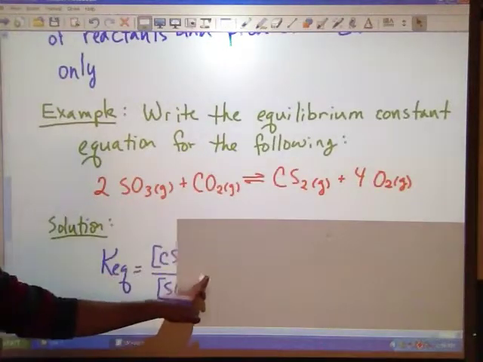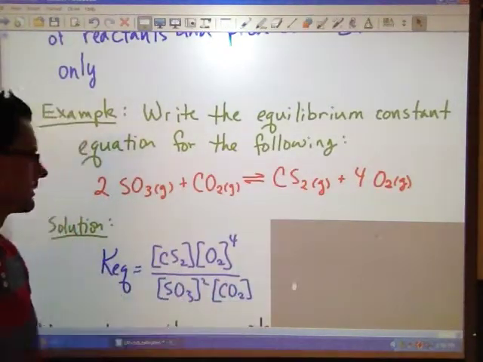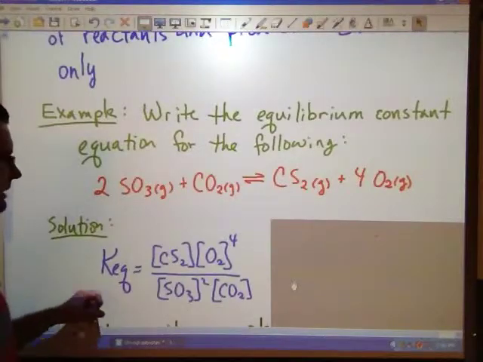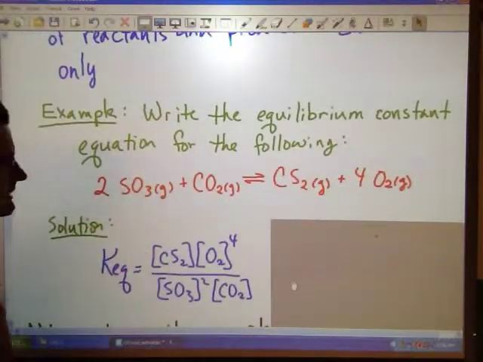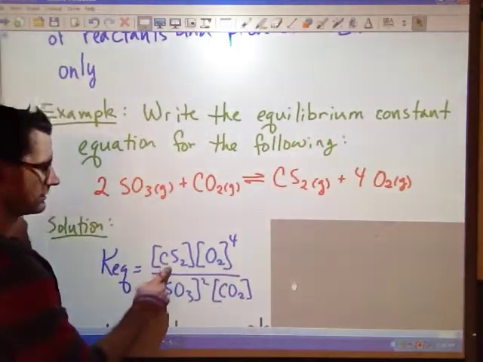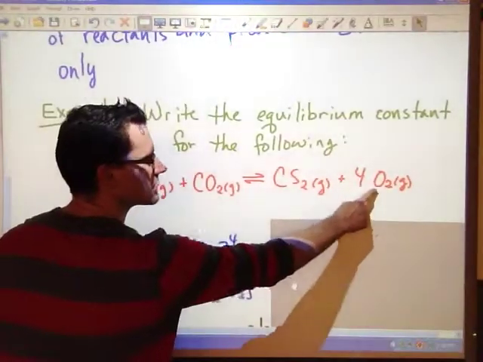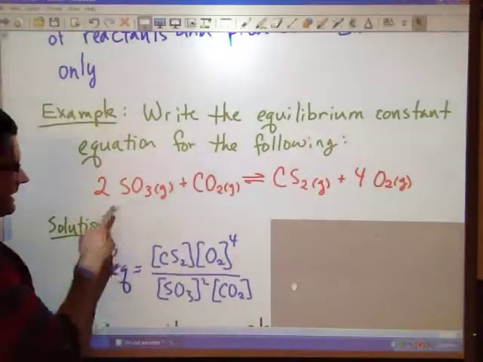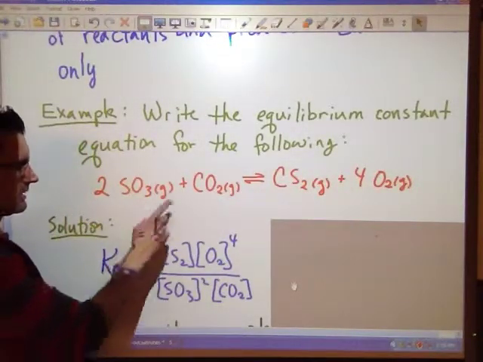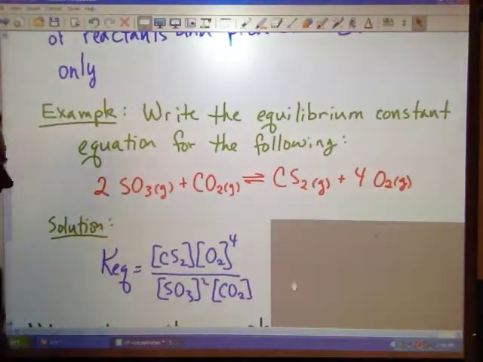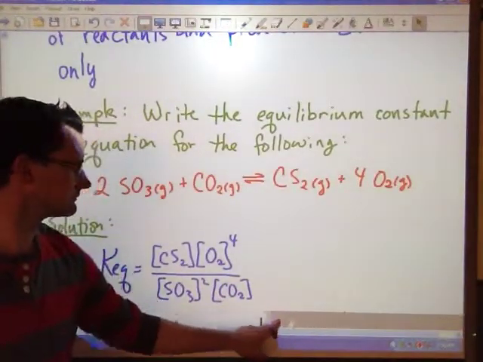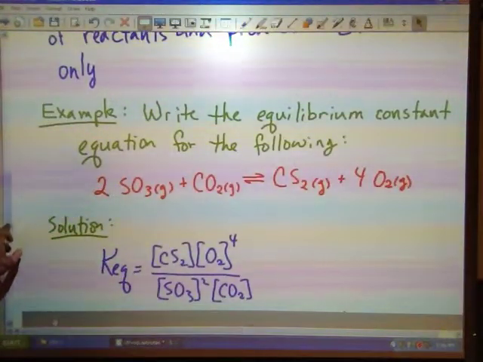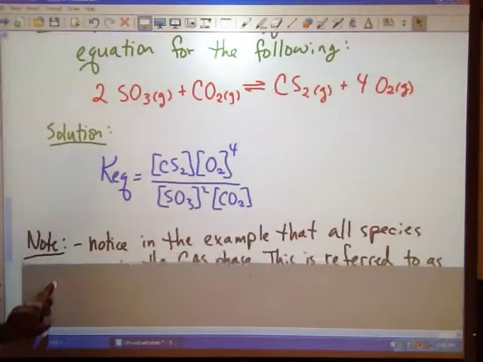So the solution here: KEQ equals products over reactants, so that's CS2 multiplied by the concentration of O2, but it's to the 4 because I have that 4 in front, over SO3 to the 2 and CO2. Easy. Very easy stuff there. Simply writing down the equilibrium equation.